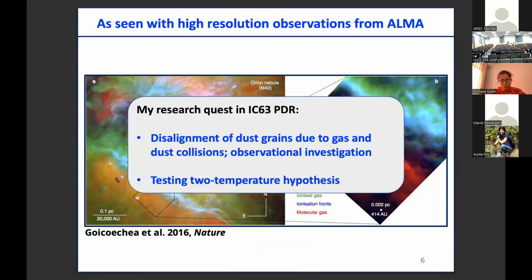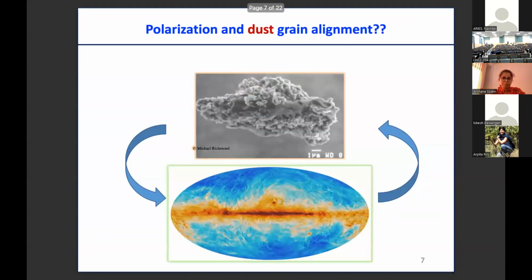My motivation is to understand if we can use the polarization to test the theories of dust grain alignment in the interstellar medium, and especially testing the disalignment of the dust grains. I also want to test a hypothesis given by a study in 2009, which says that in one of the PDRs called IC63, there are 2 temperatures. So I want to test that hypothesis also by using my existing polarization measurements and also some line observations.